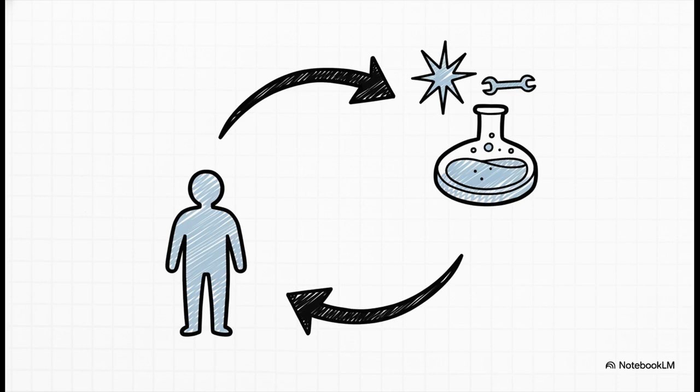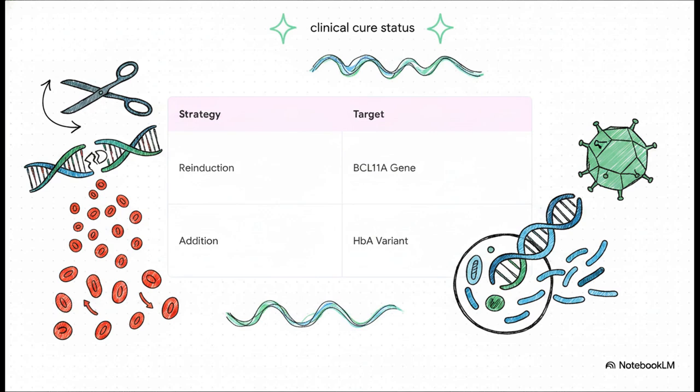By taking the patient's own stem cells, modifying them in a lab to fix or bypass that genetic error, and giving them back, we eliminate the donor bottleneck entirely. And because it's their own tissue, that terrifying risk of graft-versus-host disease is completely bypassed. Now, what's really interesting about these two regulatory-approved strategies is how brilliantly different they are from one another.